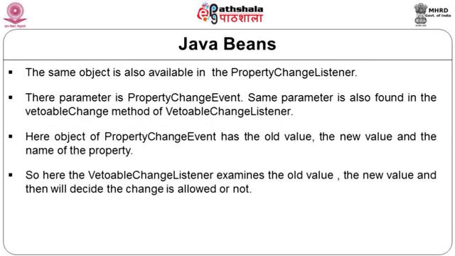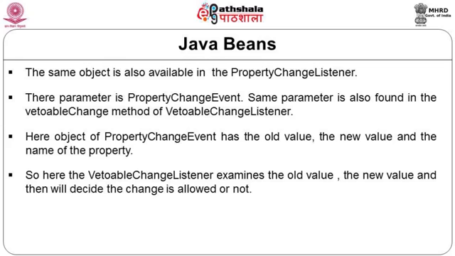The property change listener also has a method called property change, whose parameter is the property change event. The same parameter is also found in the vetoable change method of the vetoable change listener. Here the property change event object has the old value, the new value and the name of the property. So, the idea is that the vetoable change listener examines the old value and the new value, mainly the new value, and can then decide whether the change is to be allowed or not.